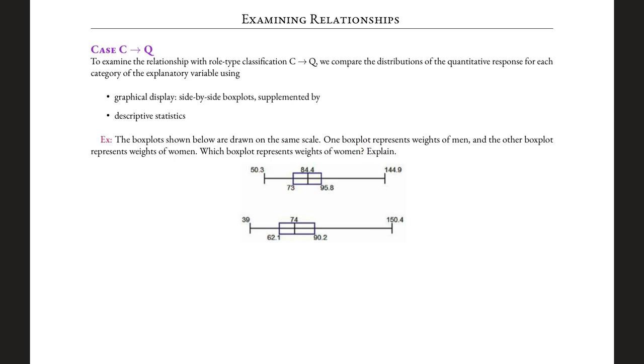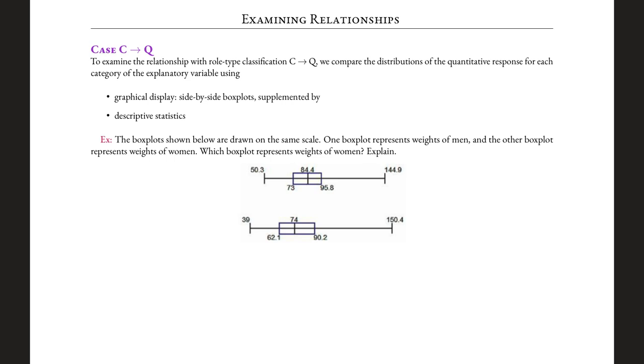One box plot represents weights of men, the other box plot represents weights of women. Which box plot represents weight of women? Explain. But before we do that, consider the row type classification in this case.